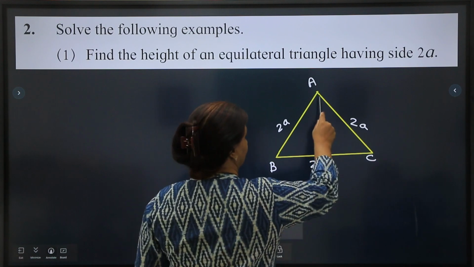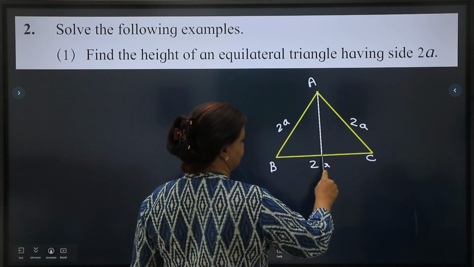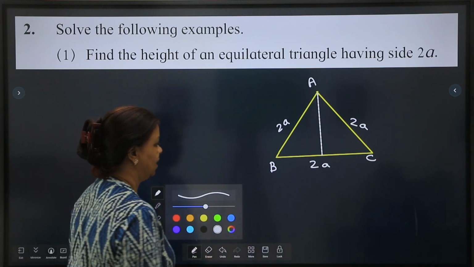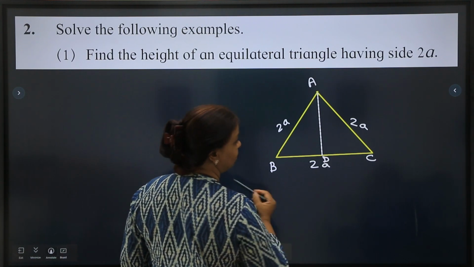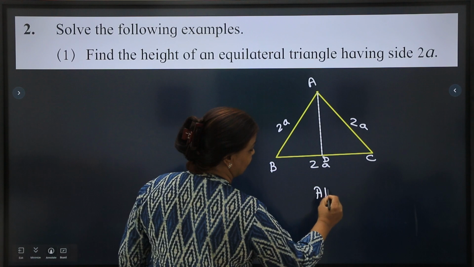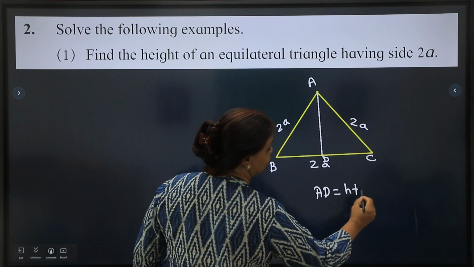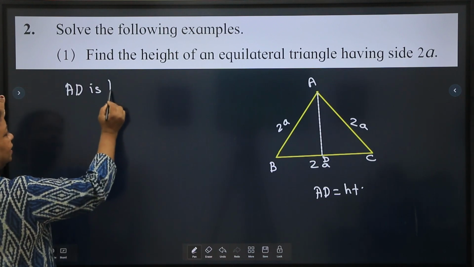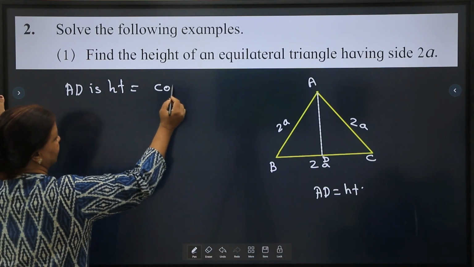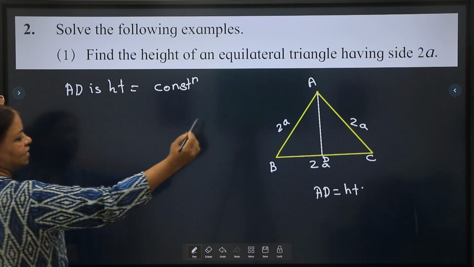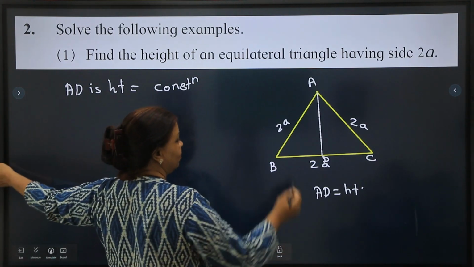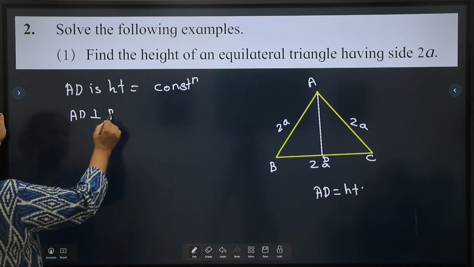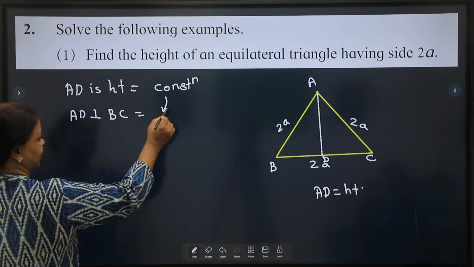So what is the height? Height will be something like this. Let's label it AD. So AD is the height, and that is because of construction. All sides are 2A, and we have done the construction. AD is perpendicular to BC. This is again by construction.